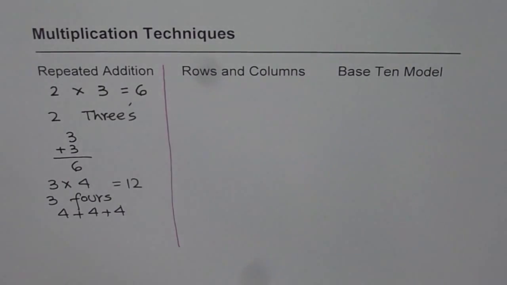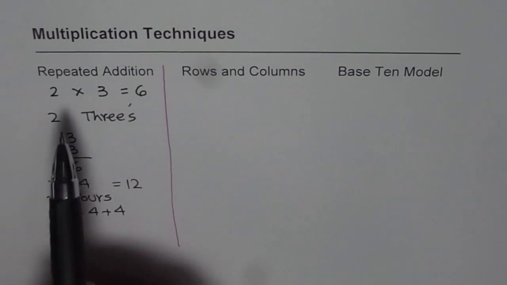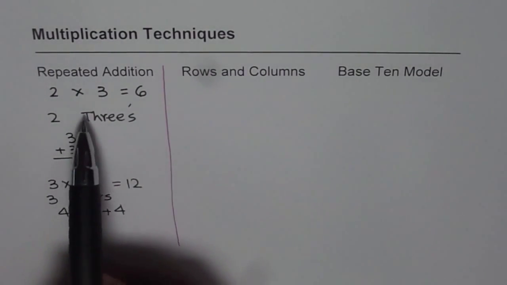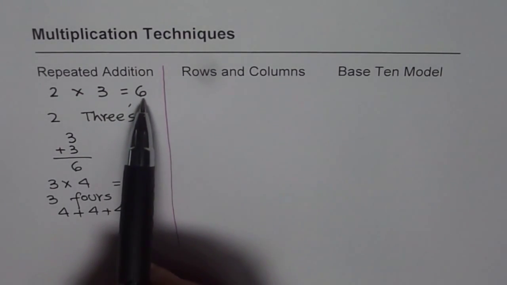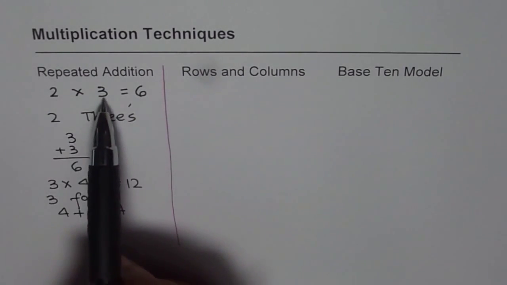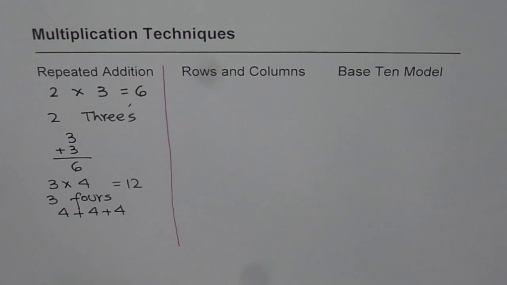So whenever we multiply two numbers, for example here we are doing 2 times 3, then we get 6. 6 is called the product. 2 and 3 are factors of 6. So these are a few new terms for you to remember.